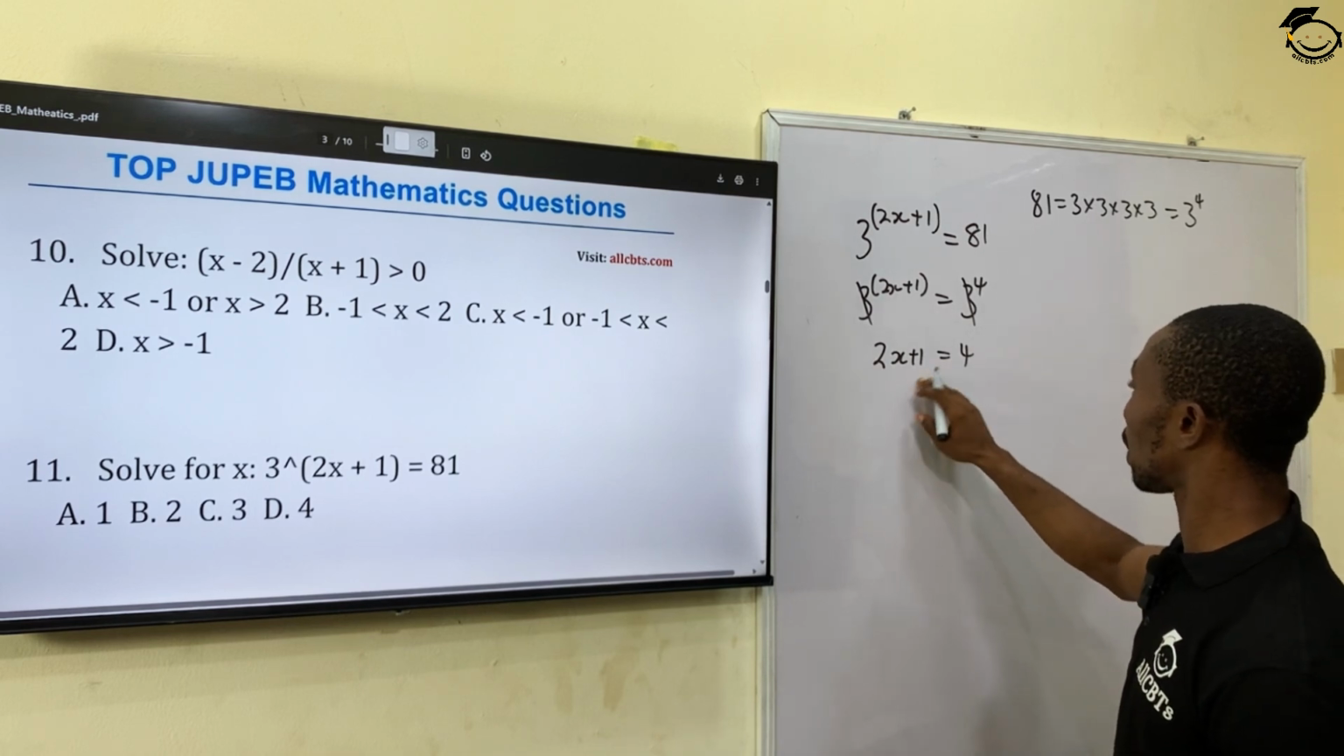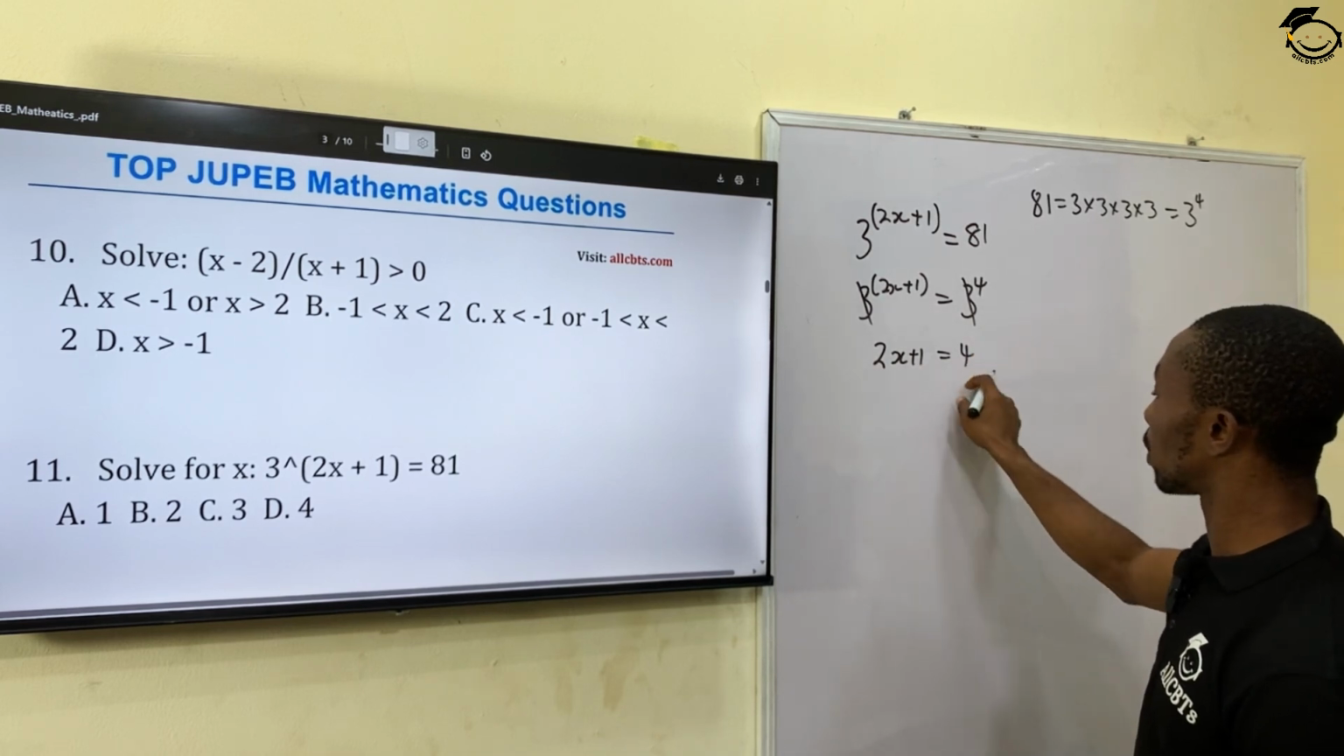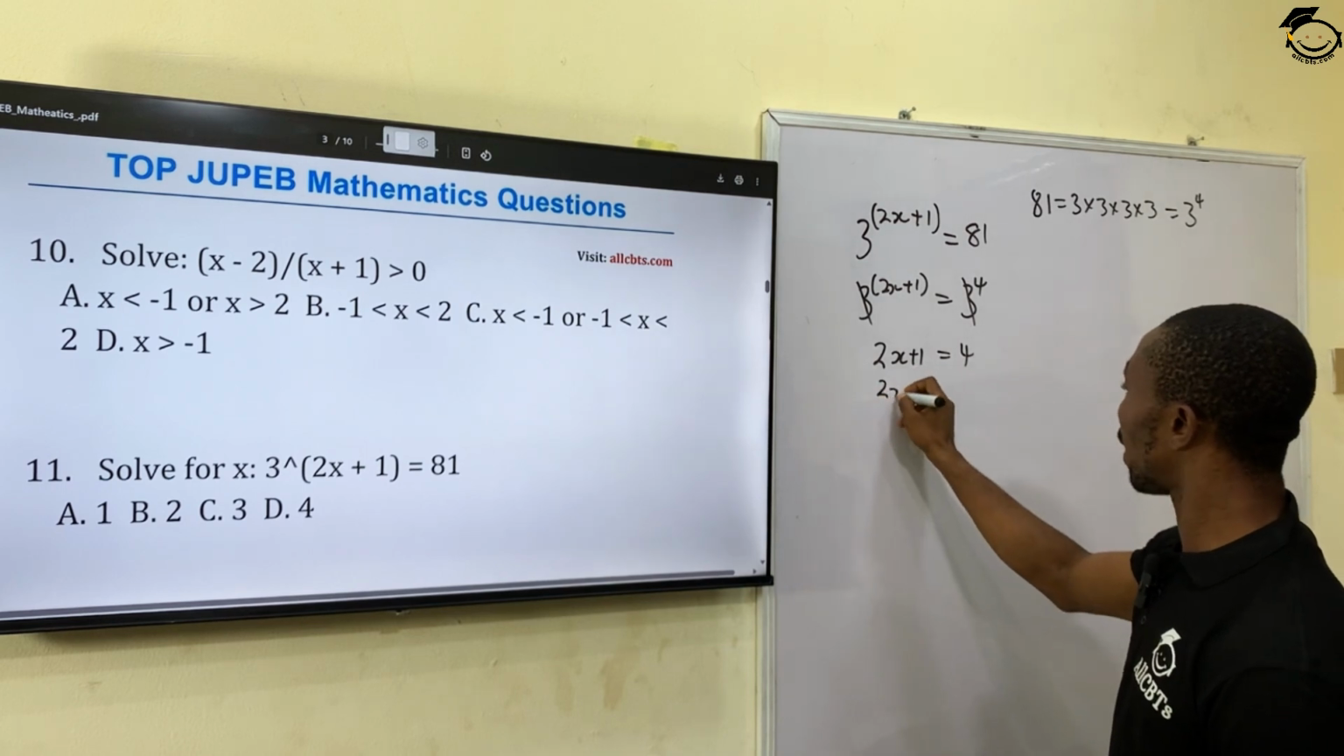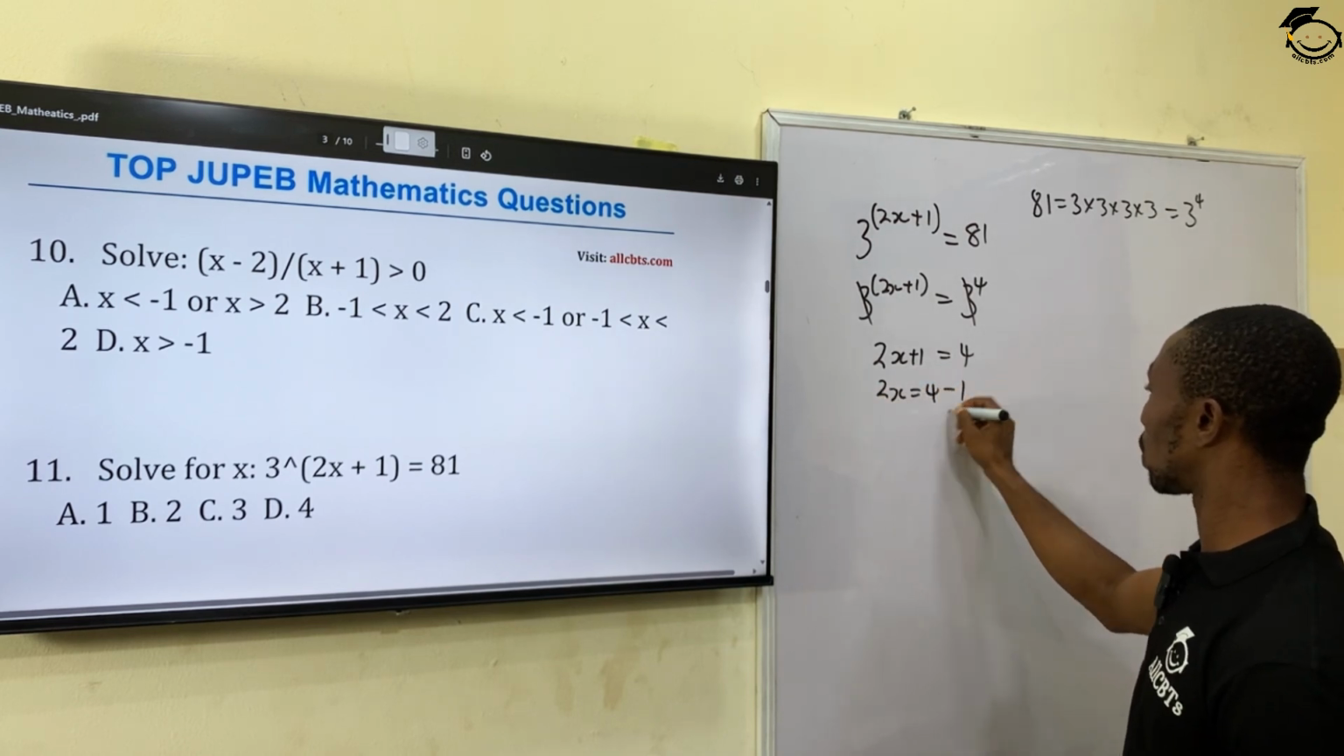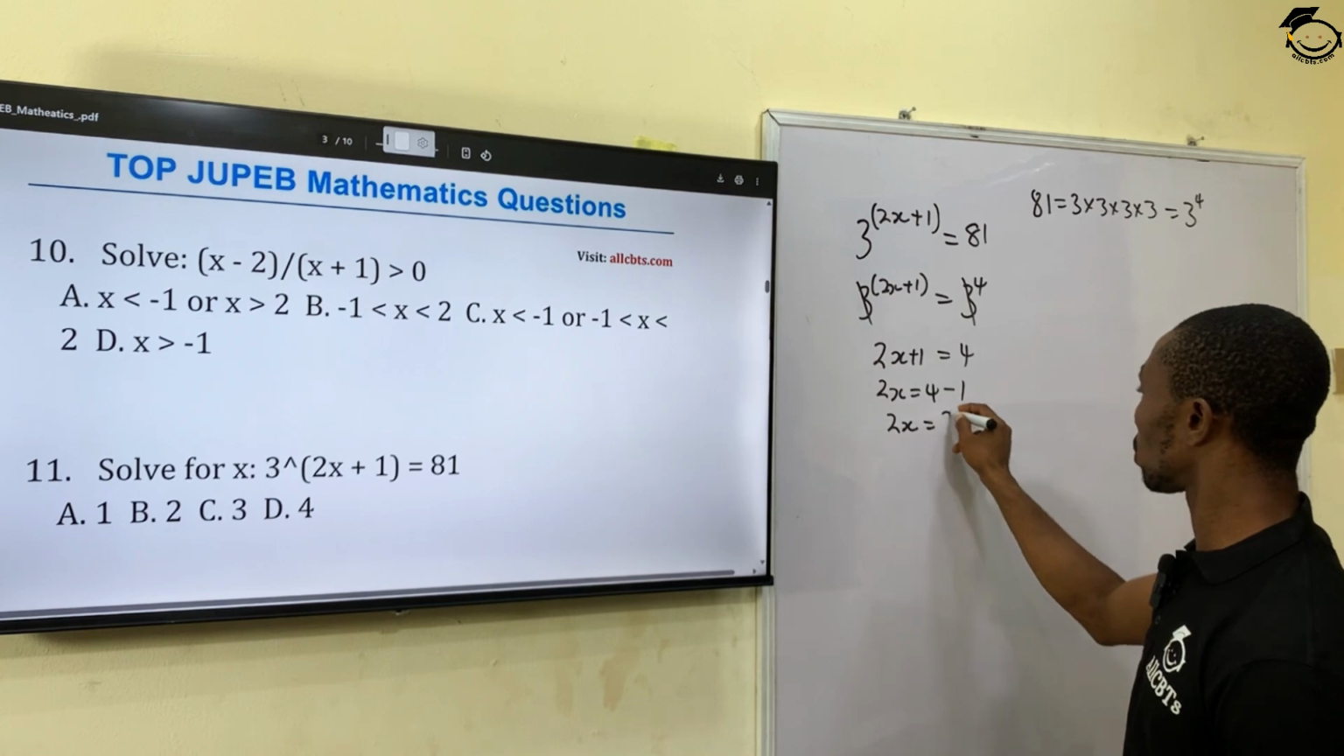Alright, now collecting like terms, 1 going over will become 2x equals 4 minus 1. So 2x equals 3.